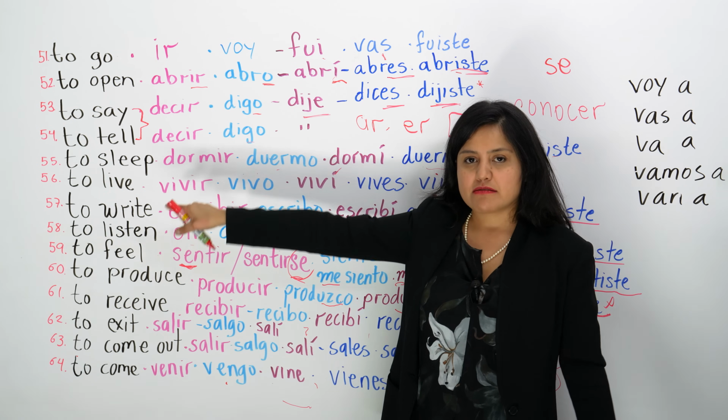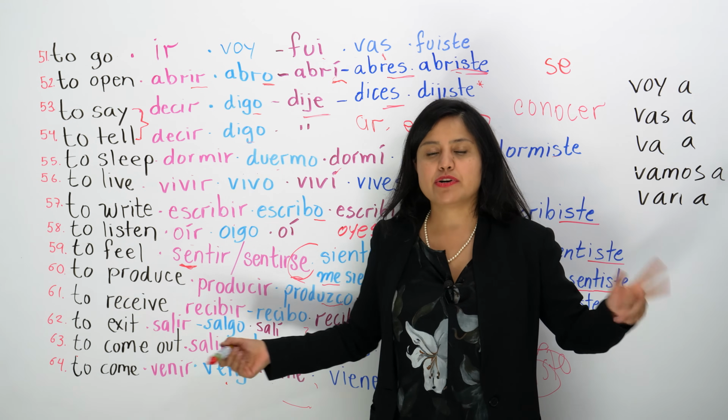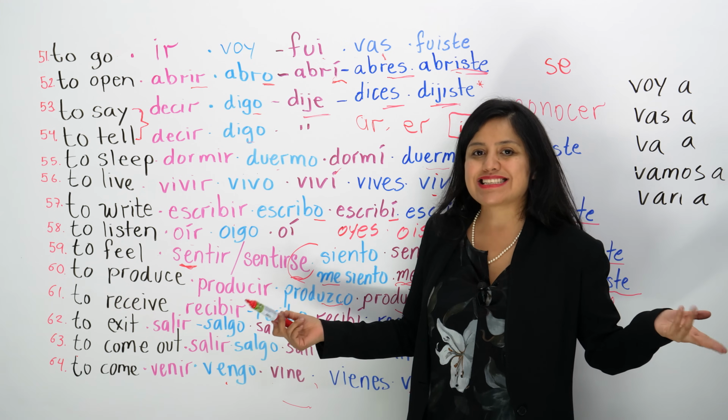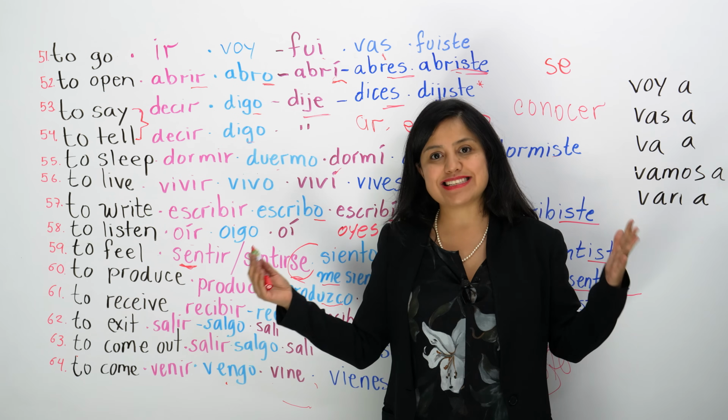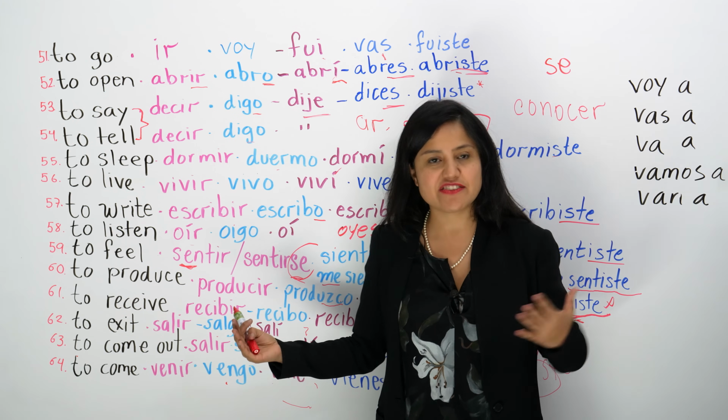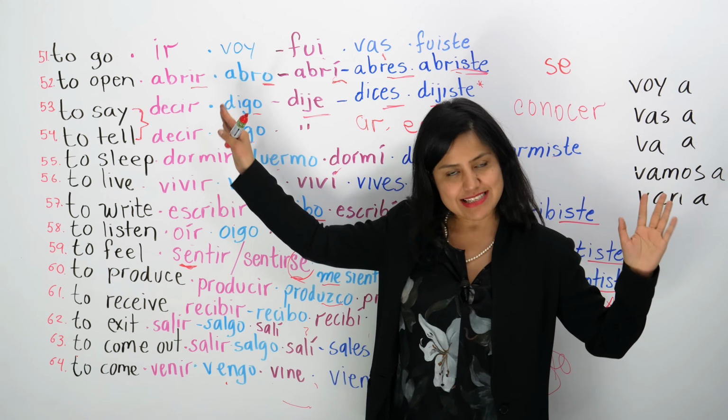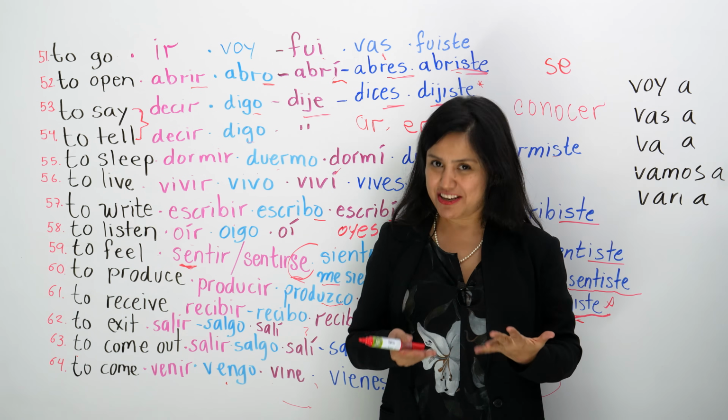Live, vivir. Vamos a dormir, we're going to sleep. Vamos a salir, we're going to come out, to exit, to leave. Vamos a recibir, we're going to receive, etc. With this plus an infinitivo, you can make the future.